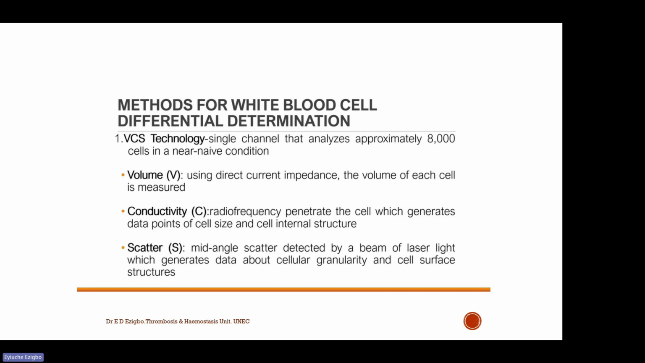Method for white blood cell differential determination: we have the VCS technology, single channel, that analyzes approximately 8,000 cells. These are principles for some of these instruments. The VCS technology means volume, conductivity, and scatter. We'll still look at it.